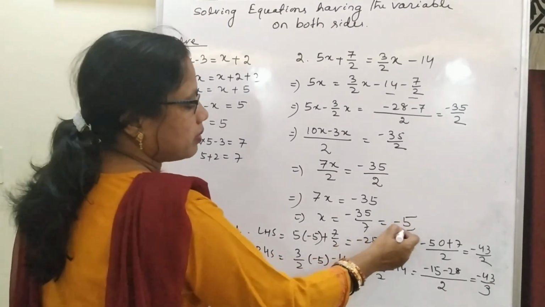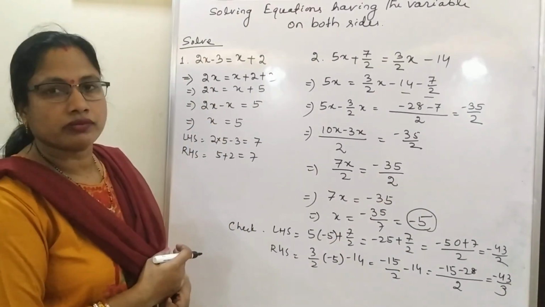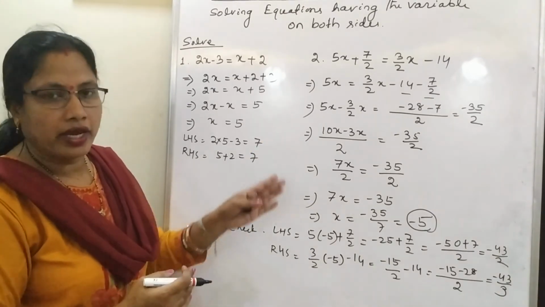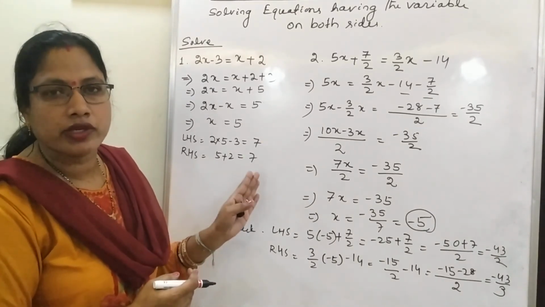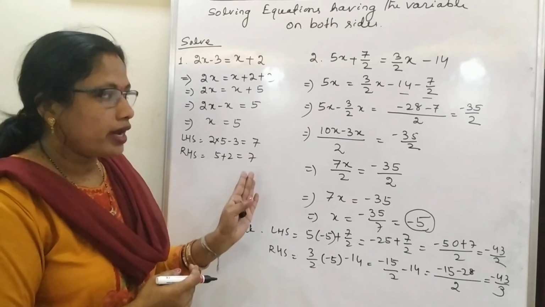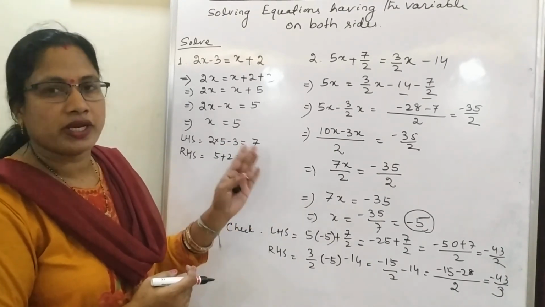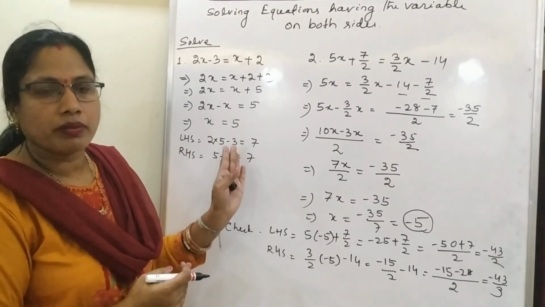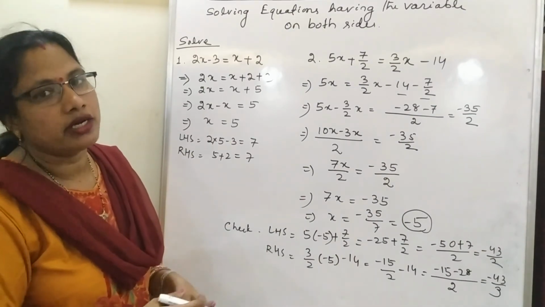So this is the value of x we have found. In this way you can solve any linear equation in one variable where either the variable is present on one side or the variable is present on both sides of the equation.